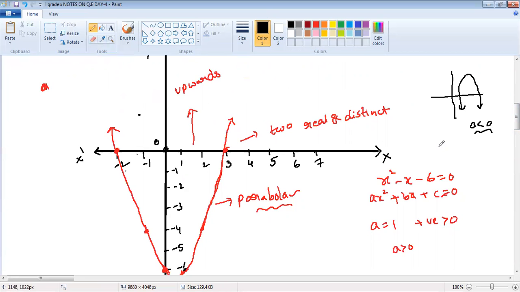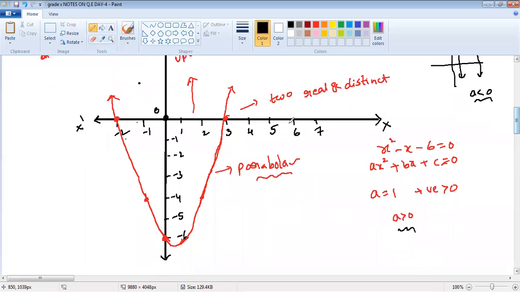So depending upon the a value, the graph will be open upwards or open downwards. We can decide it depending upon the a value. If a is positive, the graph will be open upwards. If a is less than 0, it is open downwards. Next, how many roots are there? So the roots are real and distinct.